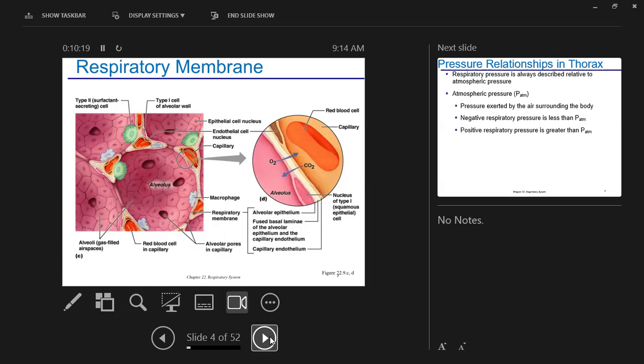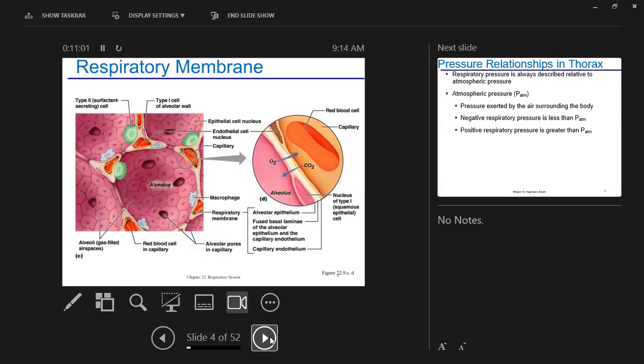So, and this is a constant thing. We always have the type 2 cells making surfactant, so our alveoli aren't going to stick together. Now, here we see the thickness of the cell membranes. Here's the alveolar cell membrane. Here is the membrane from the capillary right here. And there's a red cell with its membrane. So oxygen can diffuse from the alveolus across the alveolar membrane, across the membrane of the capillary, and then across the membrane of the red cell. 3 cell layers. Well, oxygen can do that pretty well.